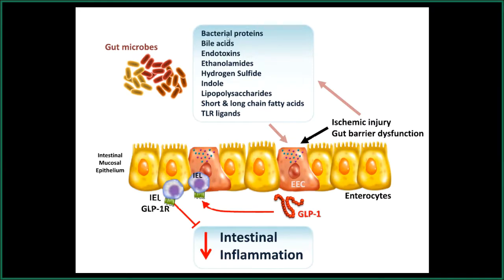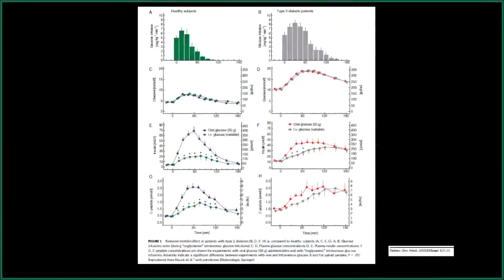So, many bacterial proteins, bile acids, endotoxins. So there are a number of lipopolysaccharides, TLR, I guess, a number of these that are working through the gut blood barrier, so they have an impact on how these hormones are secreted and how they act on the control of metabolism.